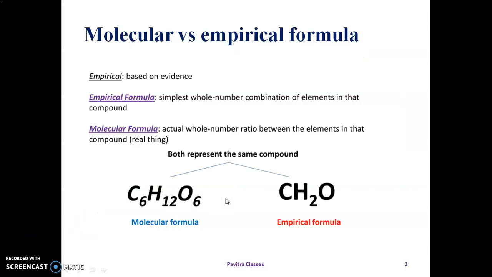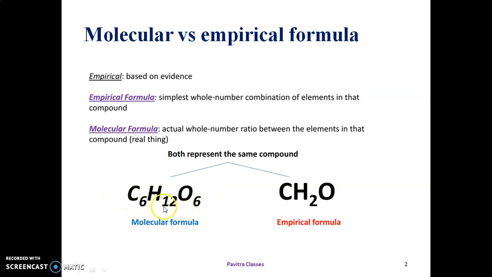So what is empirical formula? Empirical means based on the evidence. Empirical formula means the simplest whole number combination of the elements in that compound, and molecular formula is the actual whole number ratio between the elements in that compound. So this is the main glucose empirical molecular formula.